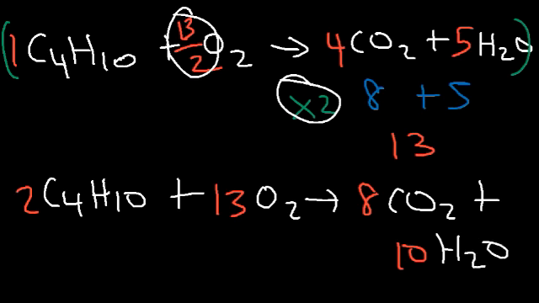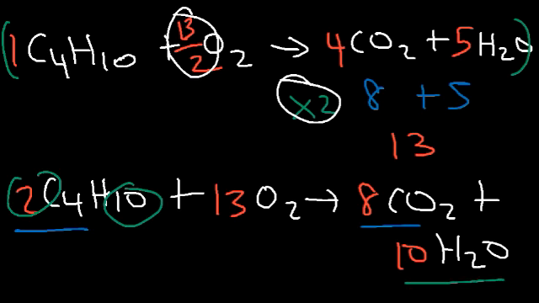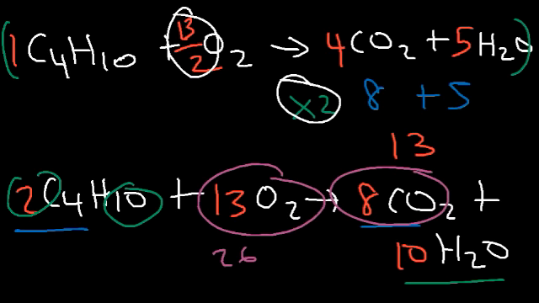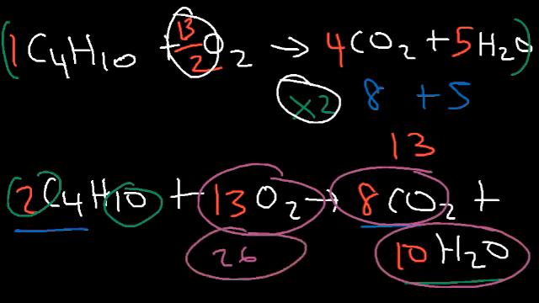We have a total of 8 carbon atoms, 20 hydrogen atoms, 10 times 2 is 20, and 26 oxygen atoms. 8 times 2 is 16, plus the 10 from water, that adds up to 26. So everything is balanced in this particular reaction.